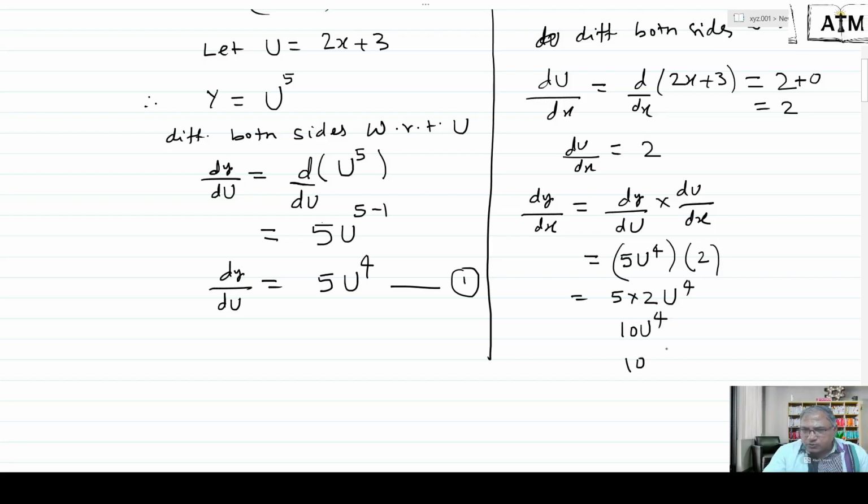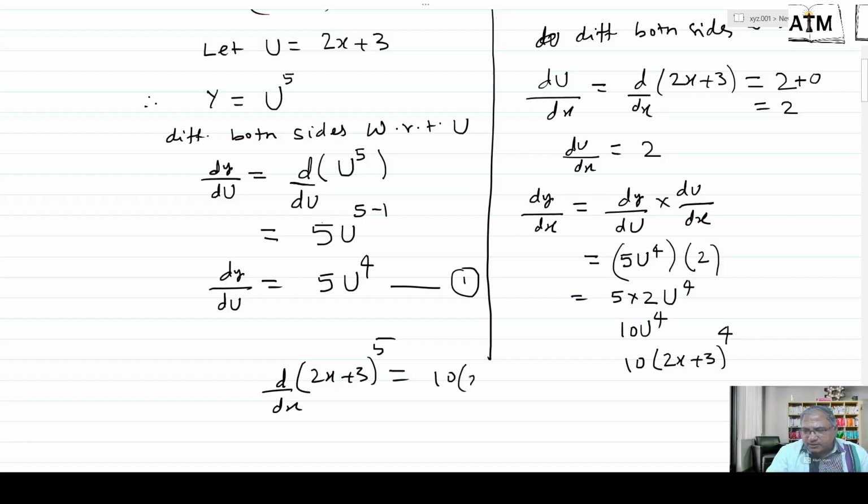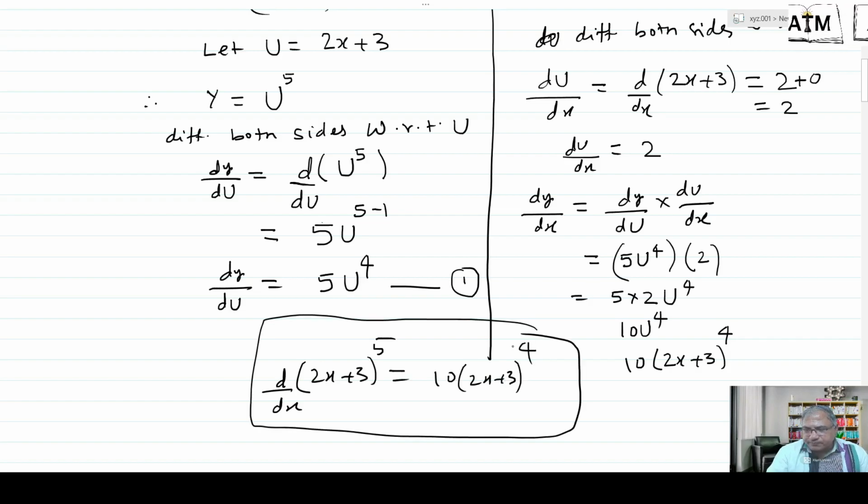What is u? u is nothing but 2x plus 3. So you write here (2x plus 3) raised to 4. Therefore, the differentiation of (2x plus 3) raised to 5 with respect to x is nothing but 10 times (2x plus 3) raised to 4. This is the ultimate result.